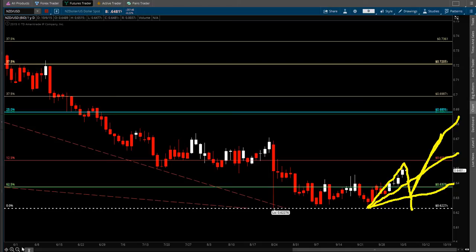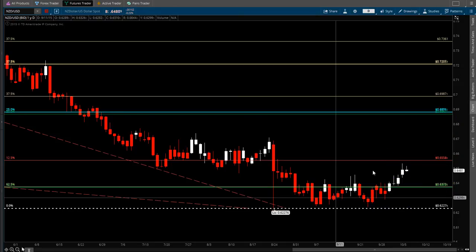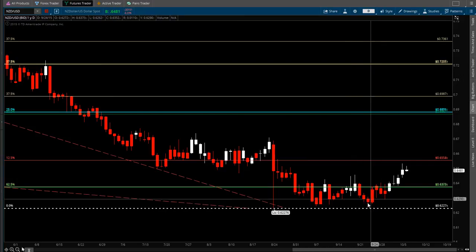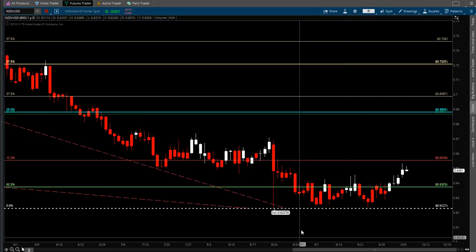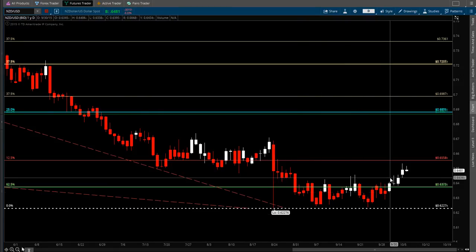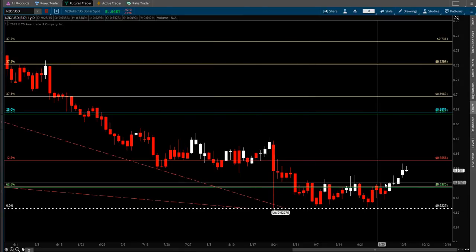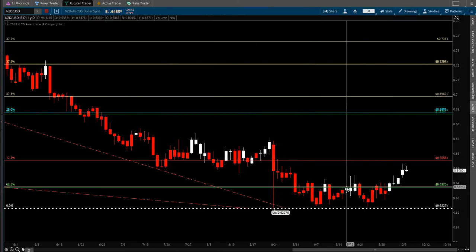If it does find support in one of these angles, it could be interesting to see how it's going to play out. But that's what I'm watching, and I'll keep you posted on my thoughts on the New Zealand dollar. This is probably the best one to watch compared to all the other ones, the euro dollar and the pound dollar. Let me show you something else.